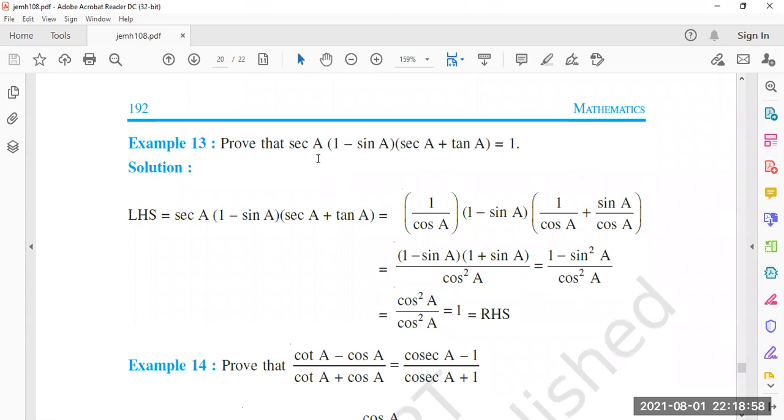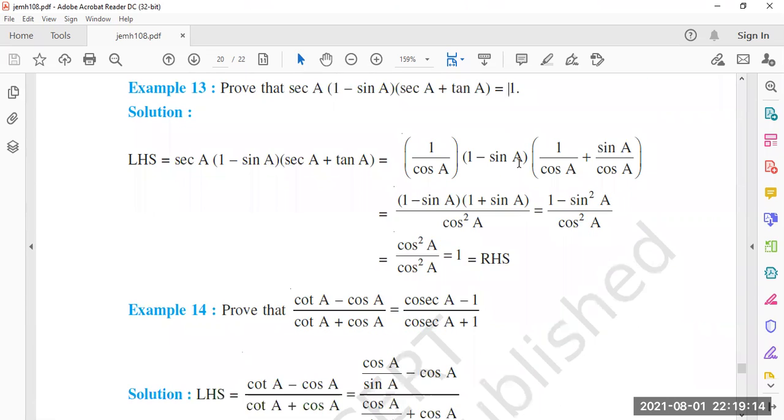Let us see one more example. Prove that secant a into 1 minus sin a into secant a plus tan a is equal to 1. The example asks us to show that the product of all the terms in the LHS is equal to 1. Okay, so how is it possible? We'll see. We'll try to understand it.